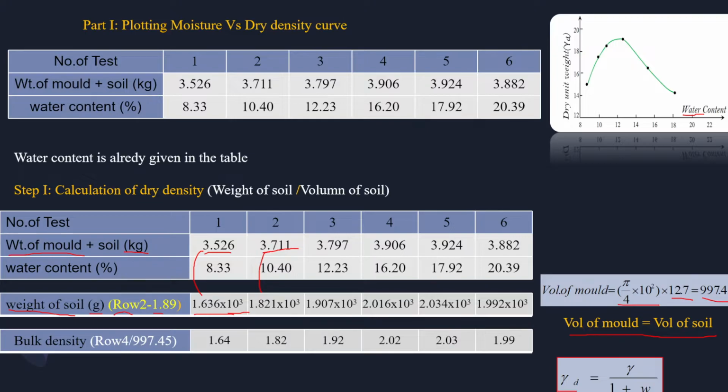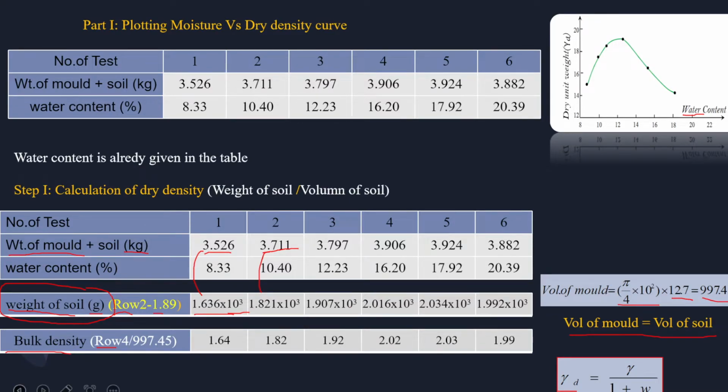So we got the mold volume of the soil, we also got the weight of the soil. Now we can easily calculate this fifth row, that is bulk density. So it will be equal to row 4, which is this one, weight of the soil, divided by 997.45. This is nothing but the volume.